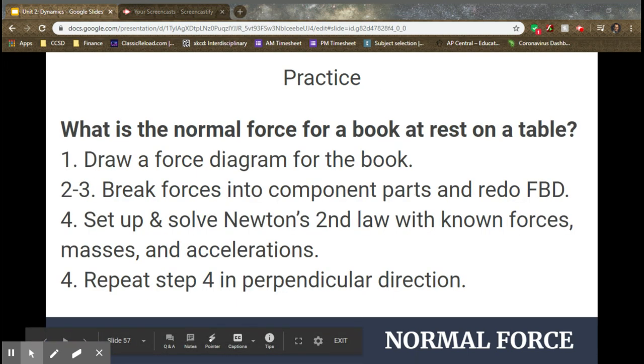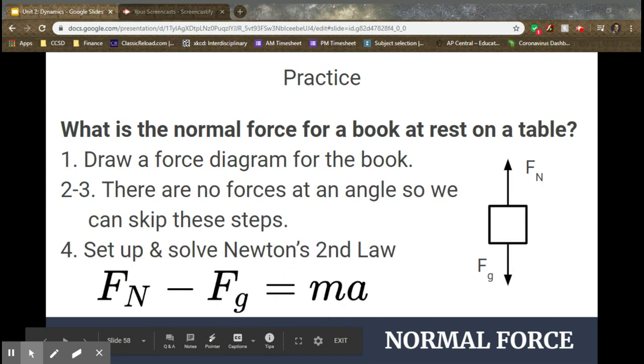All right, so let's look at this. What would the normal force be for a book that is at rest on a table? Well, you've got your steps. Start by drawing a force diagram for the book, then break any forces that you need to into component parts and redo the force diagram. Then set up and solve Newton's second law with the known forces, masses, accelerations in one direction. And then this should say 5, not 4. Repeat step 4 in the opposite direction that you had done.